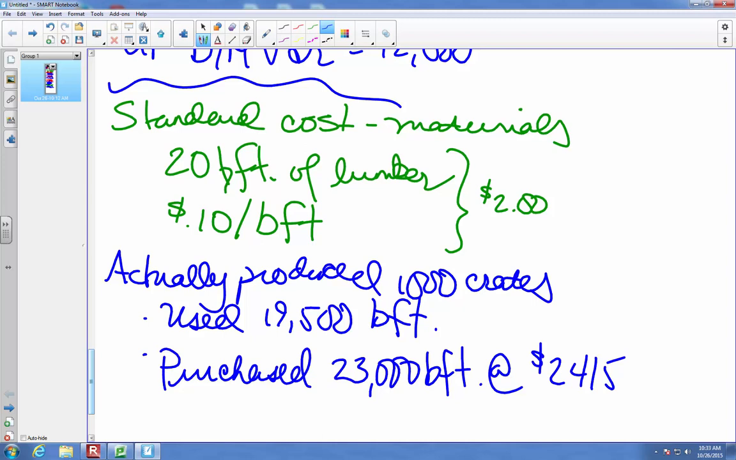Now, we need to talk about a couple of things here. One is, why would I have made a purchase order for 23,000 if I only, how many board feet should I have used to produce this run? 20,000, right, obviously. 20 board feet times 1,000 crates. I should have used 20,000 board feet. Why did I go purchase 23 then? Maybe I have to over-purchase, yeah, because it's reclaimed wood, it's that quality. I know X% is going to be waste.